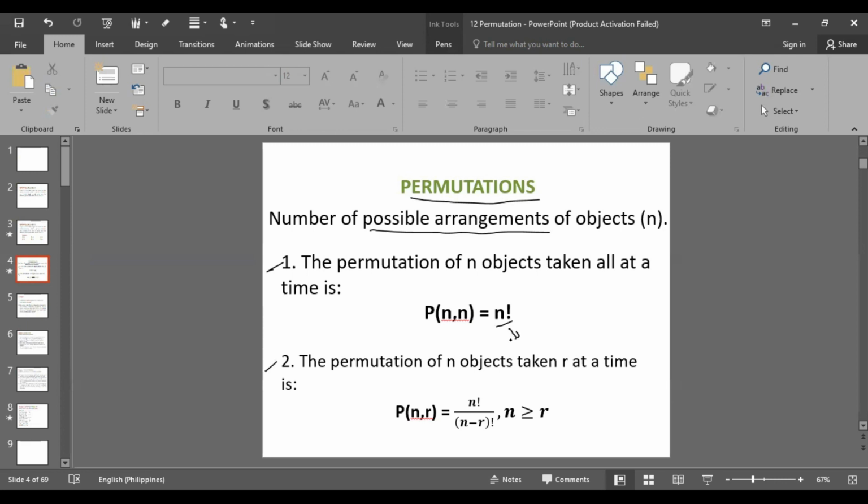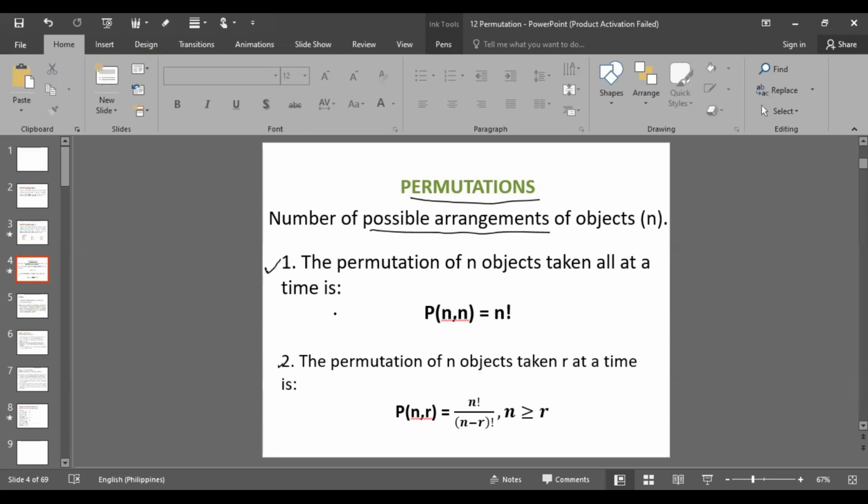N stands for the total number of objects or something. Okay, yung lahat-lahat na bilang ng objects. While R stands for the number of objects from N that will be arranged one at a time.